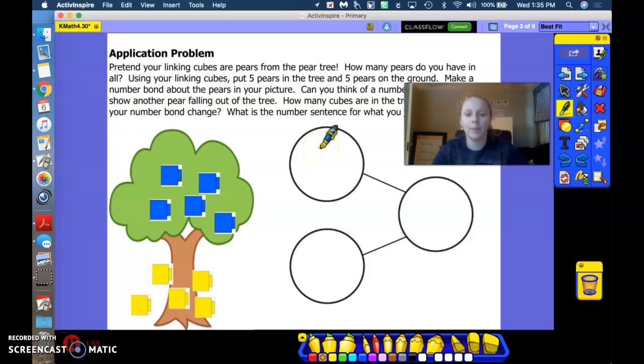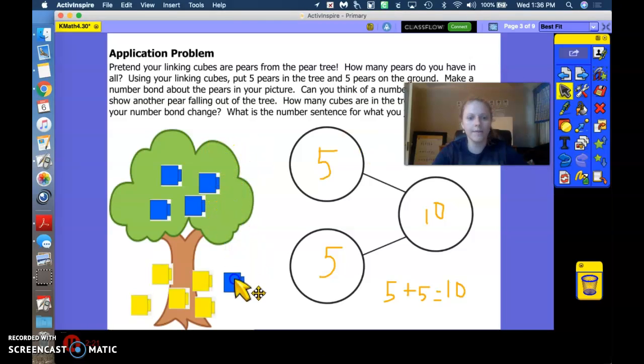Good. What's one of my parts? 5. And how many on the ground? 5. And how many pears all together? Good. 10. Let's write a number sentence for this. 5 plus 5 equals 10. Great job. Oh no! One of the pears fell off the tree. How can we fix our number sentence or our number bond to match?